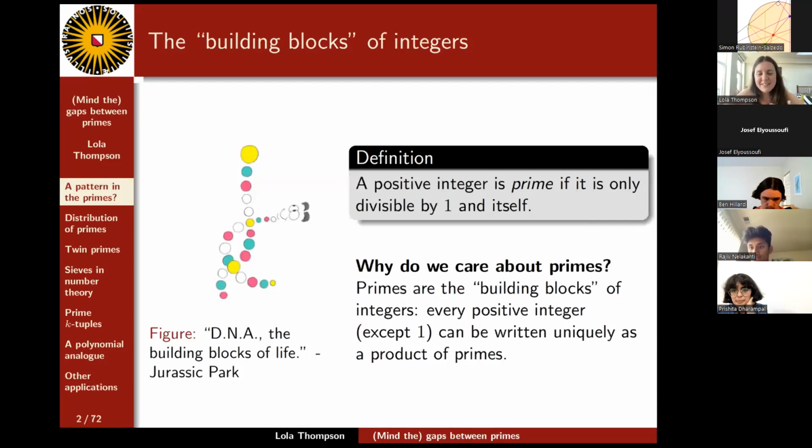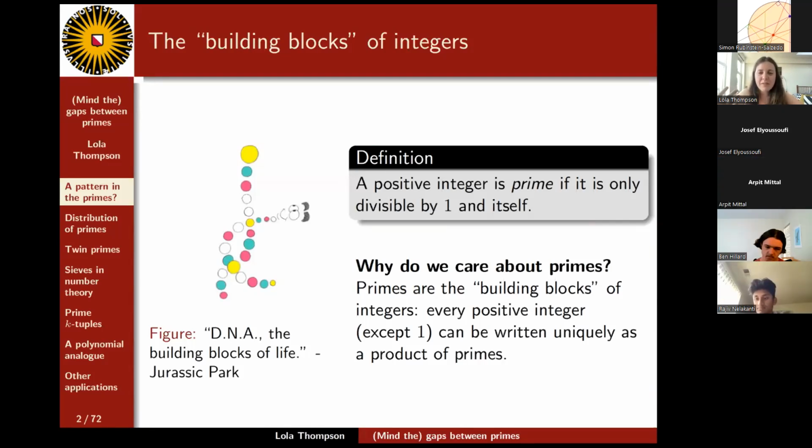I thought because there's this new Jurassic World movie coming out, I would go back to a quote from the original Jurassic Park, which is DNA, the building blocks of life. And so if DNA is the building blocks of life, we think of prime numbers as the building blocks of integers. A prime number is just a positive integer that is only divisible by 1 and itself. And every positive integer, except for 1, can be written uniquely as a product of primes. That's why we think of the primes as the building blocks that make up all the bigger integers.